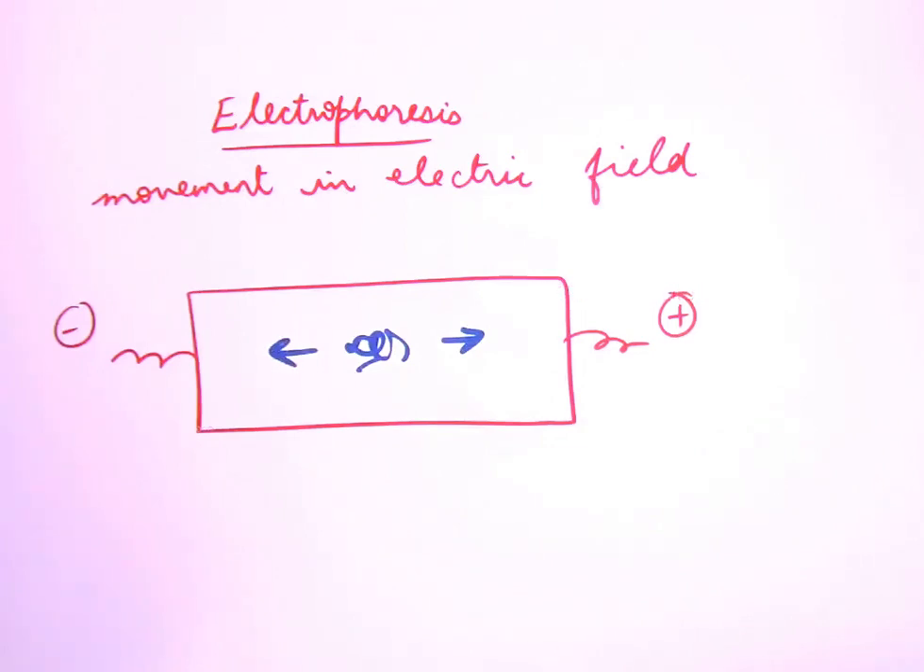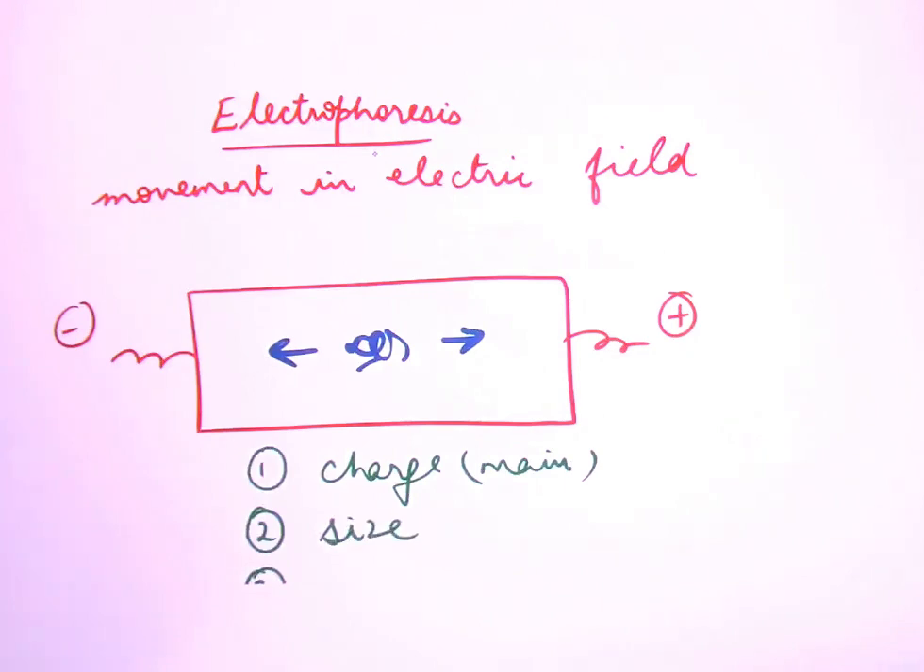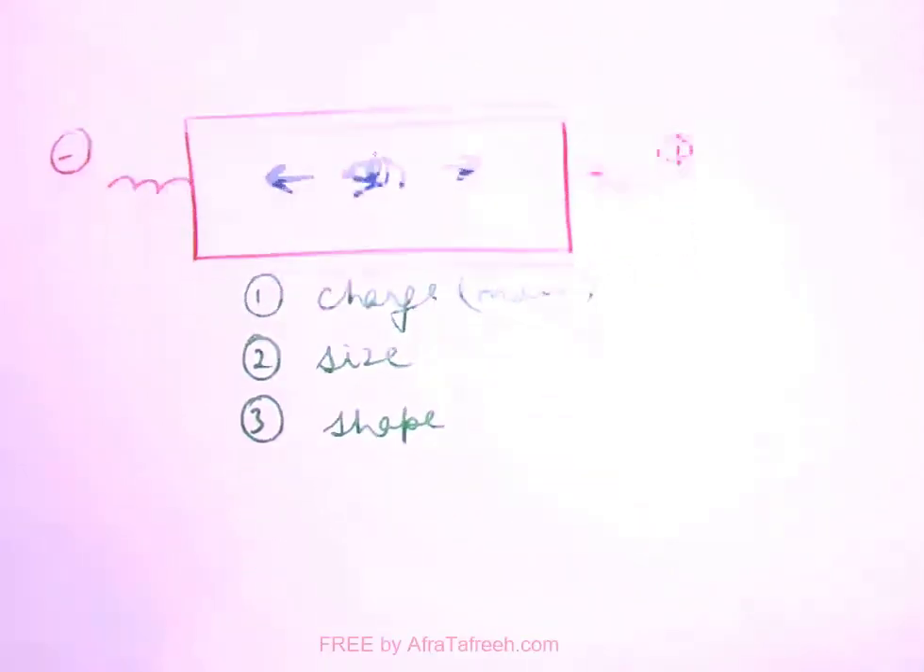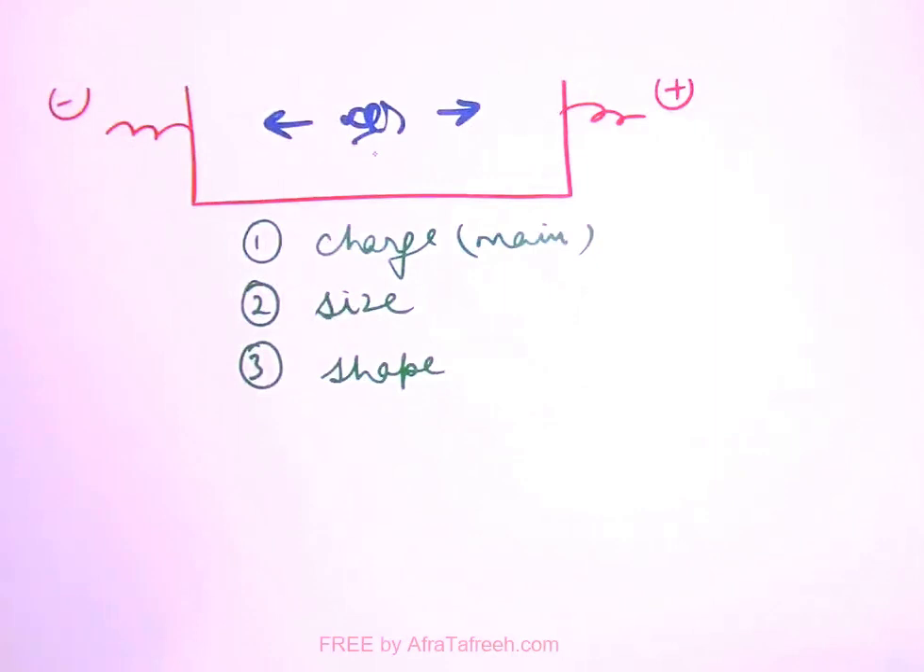So movement in electrophoresis depends on? Yes, it depends on charge. Charge is the main factor on which movement depends. But movement in electrophoresis also depends on size. If something is very heavy, it will not move. And it also depends on shape, whether the shape is globular or fibrous. So that will also change the electrophoretic movement. So a normal electrophoresis depends on these three factors: charge, size and shape.